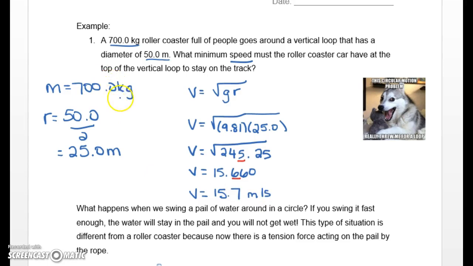If you notice, we're working with kilograms and meters here, so this would indicate that our speed should be meters per second. And then just to finish this off, we are going to write this as a sentence. In order for the roller coaster to stay on the track, it must have a minimum speed of 15.7 meters per second.